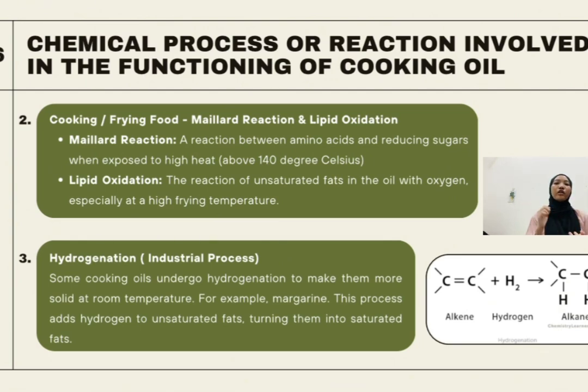There are two types of hydrogenation, which are full hydrogenation and partial hydrogenation. In full hydrogenation, all double bonds are converted into single bonds. This results in fully saturated fats, which are very solid. Meanwhile, in partial hydrogenation, some double bonds remain while others are converted. This process can create trans fat, which is harmful to our health. Partial hydrogenation produces semi-solid fats, such as margarine or vegetable shortening.